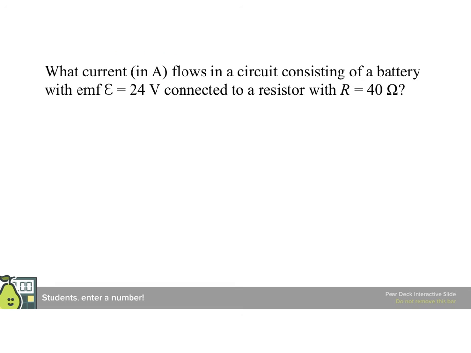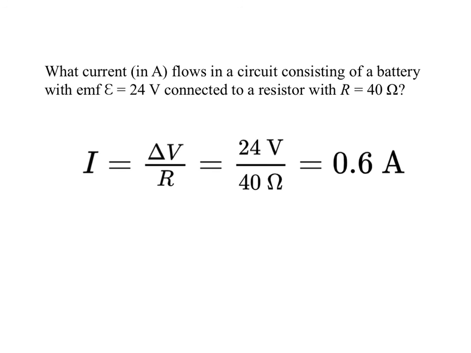So, what current in amps flows through a circuit consisting of a battery with EMF 24 volts connected to a resistor of 40 ohms? And of course, this is just applying Ohm's law, and we get 0.6.